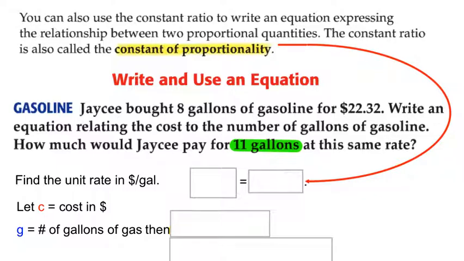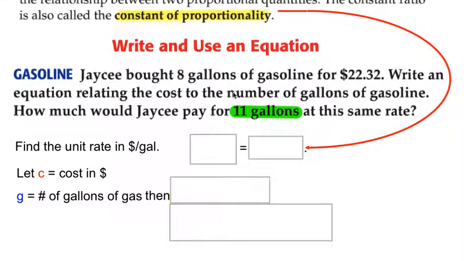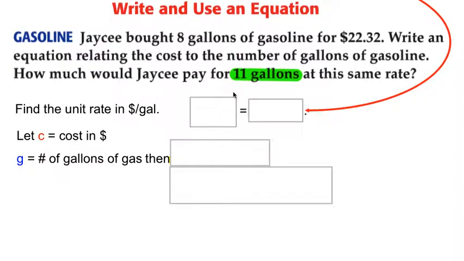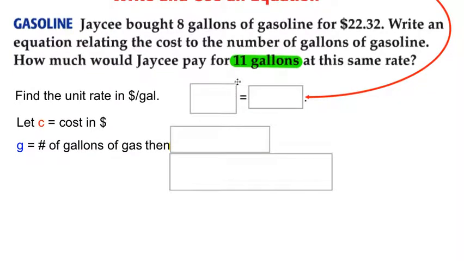You can also use the constant ratio to write an equation expressing the relationship between two proportional quantities, and we call that the constant of proportionality. So here's a gasoline problem. It says JC bought 8 gallons of gasoline for $22.32. Write an equation relating the cost to the number of gallons of gasoline, and how much would you expect her to pay for 11 gallons at the same rate.